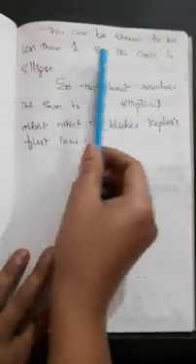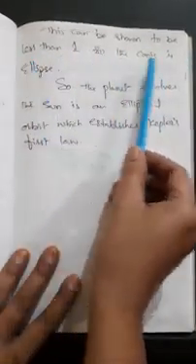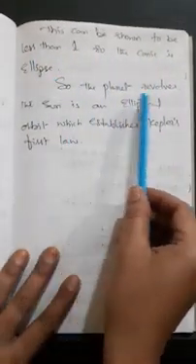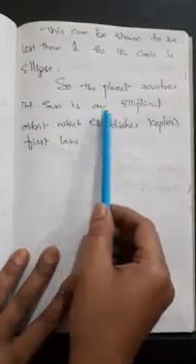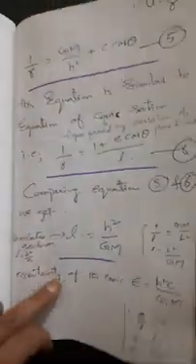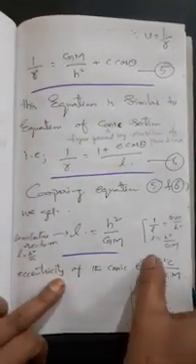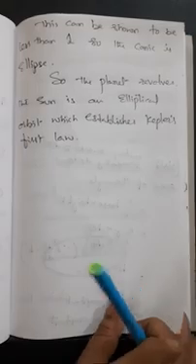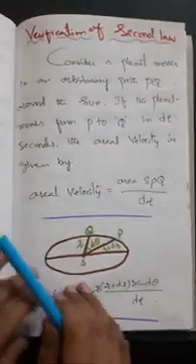Now this can be shown to be less than 1. So the conic is an ellipse. So the planet revolves around the sun in an elliptical orbit, which establishes Kepler's first law. By this equation we can show the eccentricity is less than 1. It means that the planet moves in an elliptical orbit. This is the verification of the first law. Now, the second law.